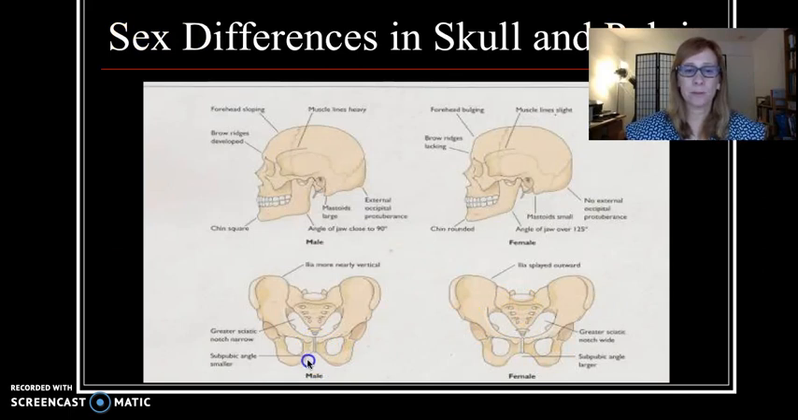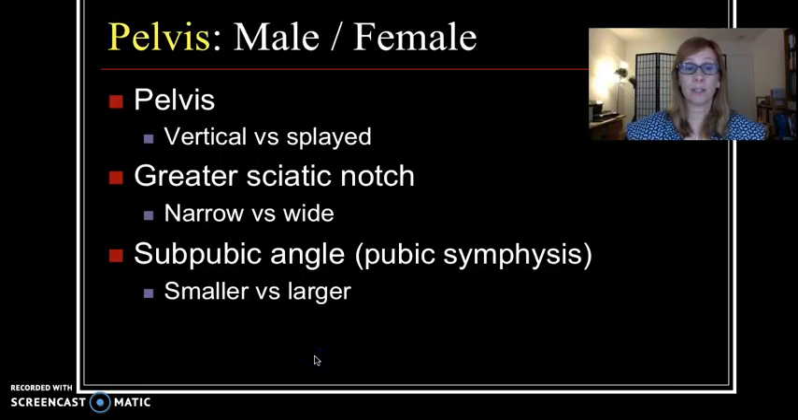And this is where the subpubic angle is, right under here. This is the pubic symphysis, which is that area of cartilage. So in males, generally these openings, the greater sciatic notch and the subpubic angle, are going to be smaller. And again, because of childbirth, in females, they're going to be larger.